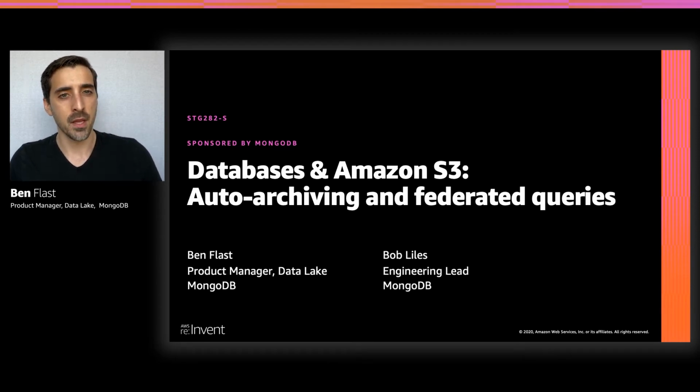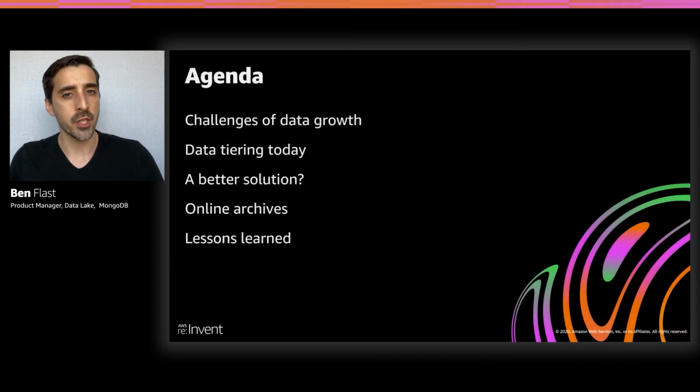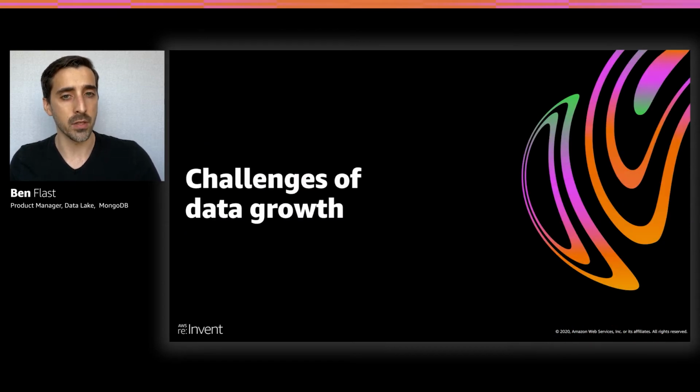For the agenda, first we're going to cover the current challenges of data growth. Then we're going to talk about some of the ways to manage this data growth today in the form of various data tiering strategies. Next, we'll talk about what a better solution might look like, and then we'll go through the feature we built here at MongoDB to solve this challenge. Lastly, we'll cover some of the lessons we learned while building.